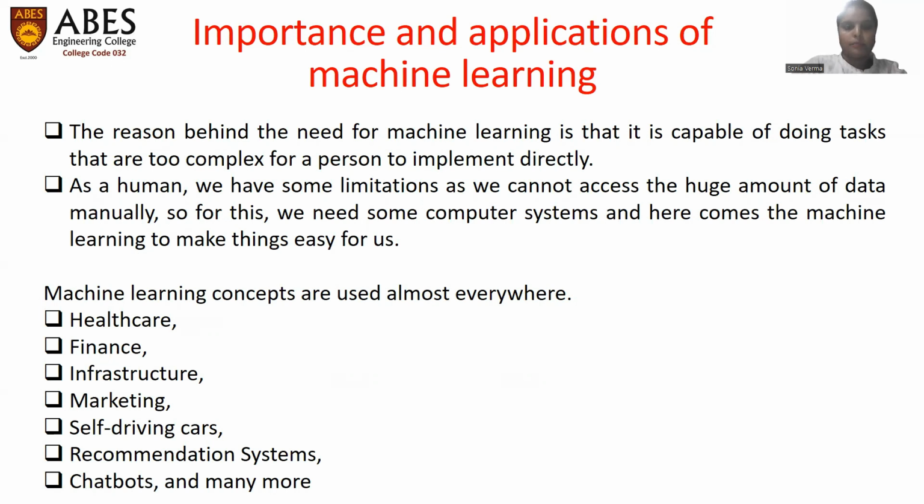So we can say that the need for machine learning is that it is capable of doing tasks that are too complex for a person to implement directly, or, as humans, we have some limitations, as we cannot access the huge amount of data manually. So for this we need some computer system, and here comes machine learning to make things easy for us.